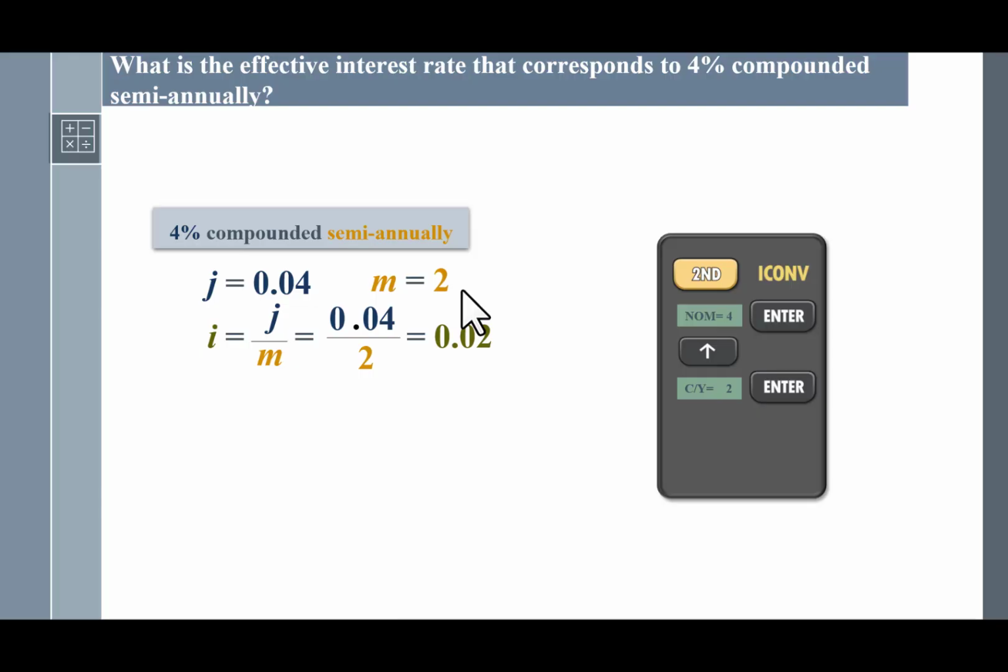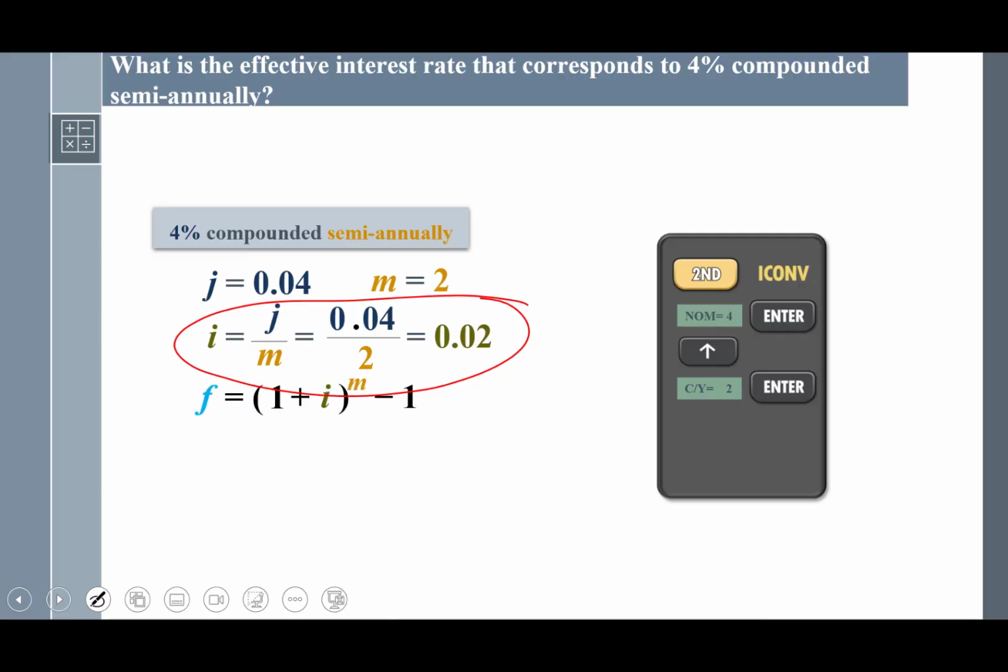But if you're using the formula, you see that we need to find the periodic interest rate. So divide the nominal by M, the compounding frequency.